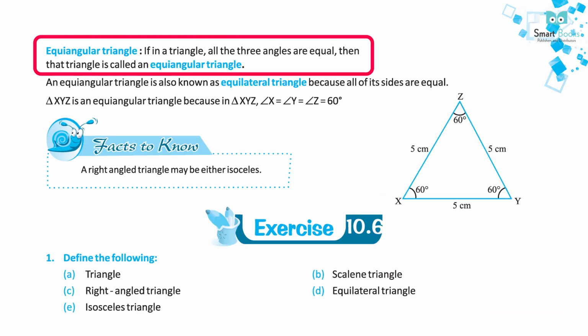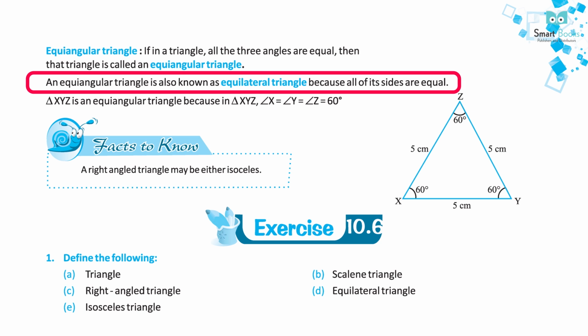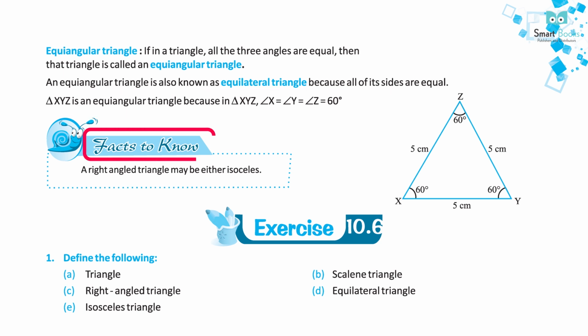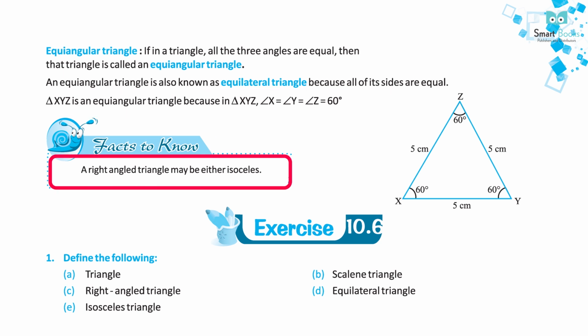Equiangular triangle. If in a triangle all three angles are equal, then that triangle is called an equiangular triangle. An equiangular triangle is also called an equilateral triangle because all of its sides are equal. Triangle XYZ is an equiangular triangle because in triangle XYZ, angle X equals angle Y equals angle Z equals 60 degrees. Facts to know: a right angle triangle may be either isosceles.